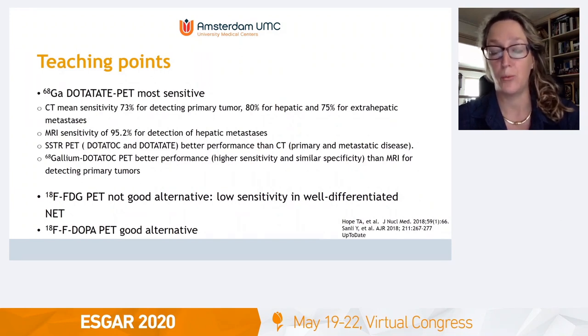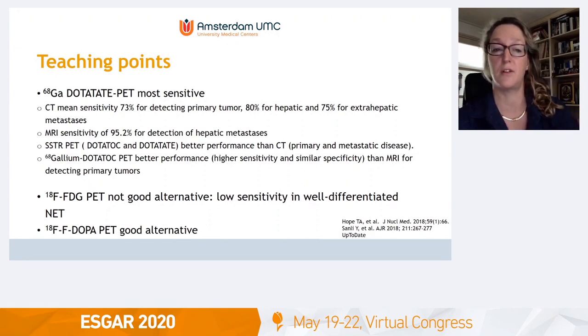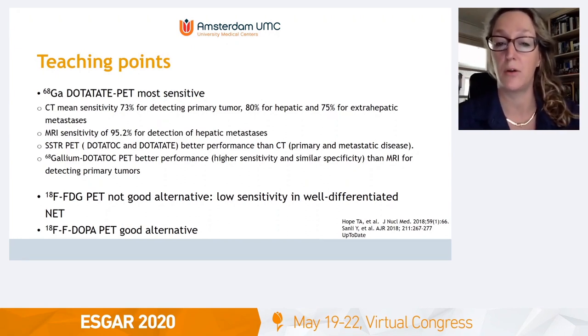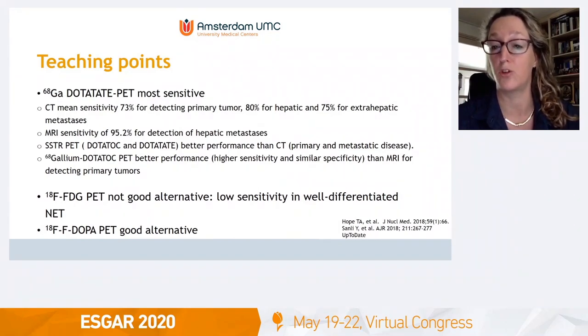And what I would like to state is that gallium dotatate PET is the most sensitive examination for evaluation of possible NET. CT has a mean sensitivity of 73% for detection of the primary tumor, 80% and 75% for detection of hepatic and extrahepatic metastases. MRI works very well with a sensitivity of 95%, but for the detection of hepatic metastases. And the DOTATOC and DOTATATE PET have a better performance than CT for both primary and metastatic disease. And gallium DOTATOC PET also had a better performance in literature than MRI for detection of primary tumors.